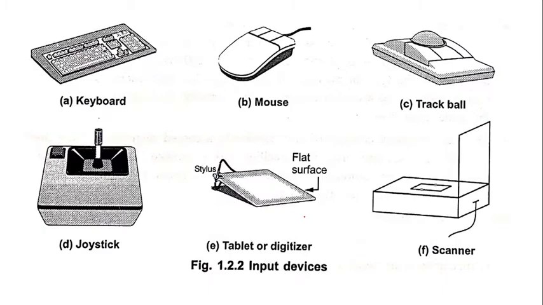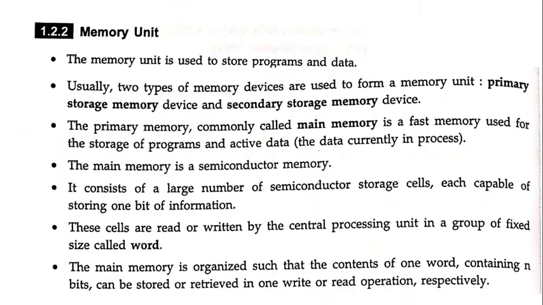So here is the keyboard as an input device, then the mouse as an input device, then this is how a trackball looks, which we can also call a trackball. Then the joystick, we have already seen a joystick somewhere. Then the tablet or digitizer, which we can use for graphic design. Then the scanner for scanning any kind of pages. These are all input devices.